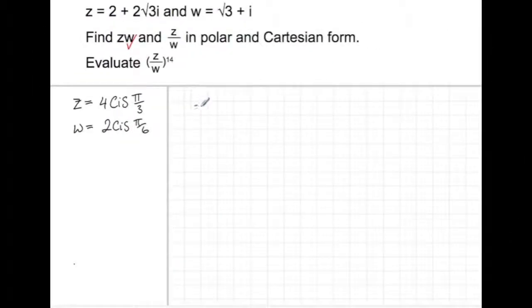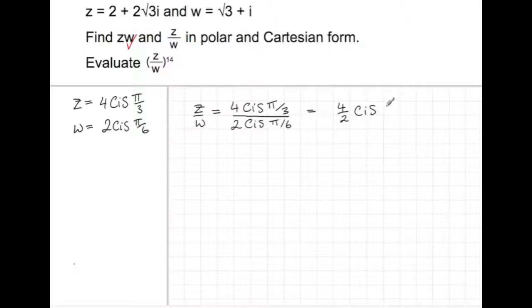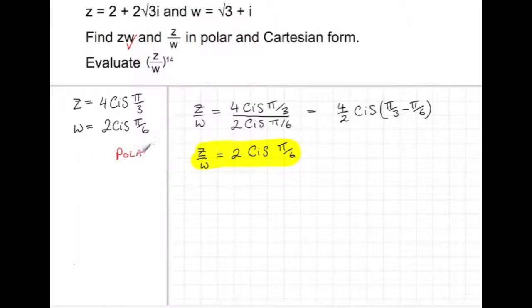Now the next part of the question: we want to divide z by w. So we have 4 CIS pi over 3 divided by 2 CIS pi over 6. The rule for dividing in polar form is we divide the moduli and subtract the arguments. This gives us 4 divided by 2, which is 2, CIS, and 1/3 of pi minus 1/6 of pi gives us pi over 6. That's straightforward to do as well.